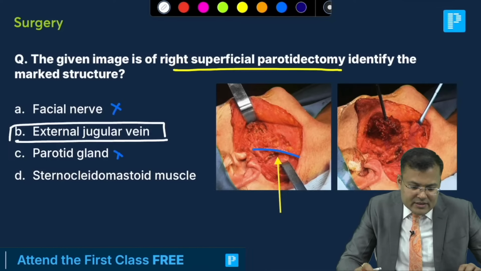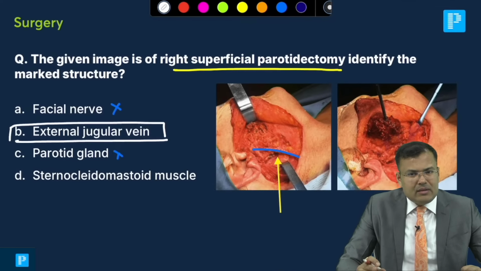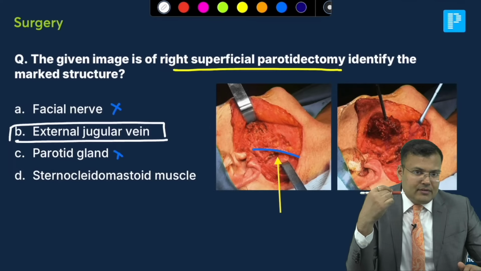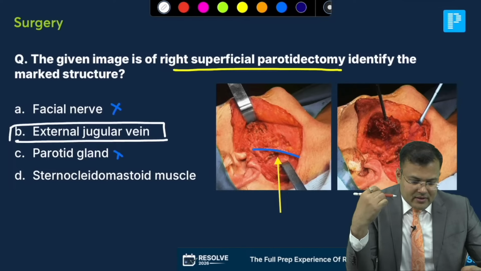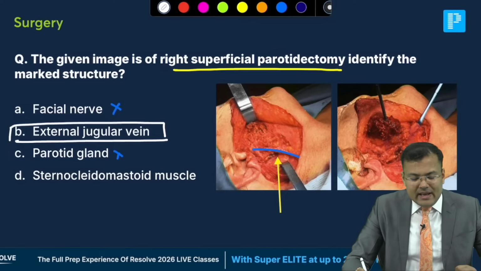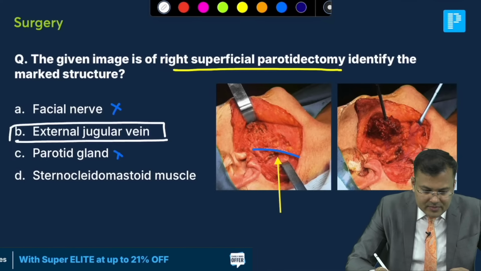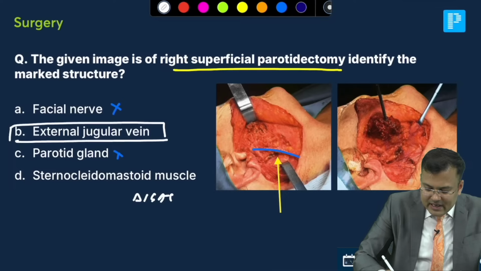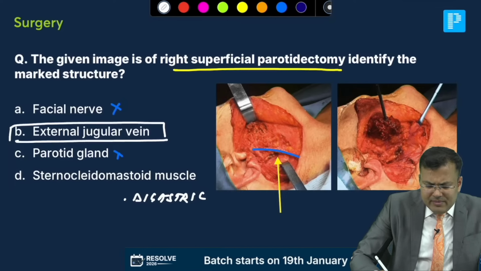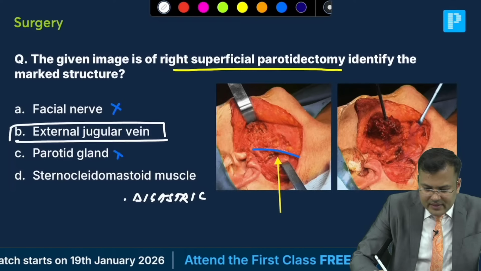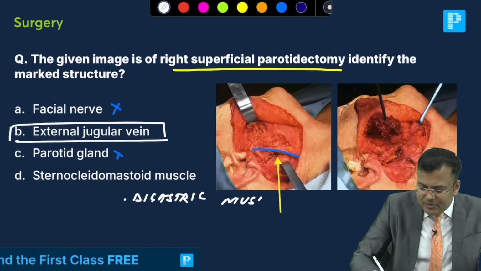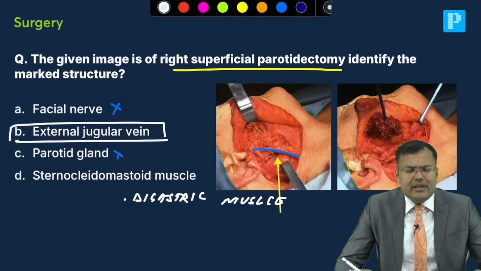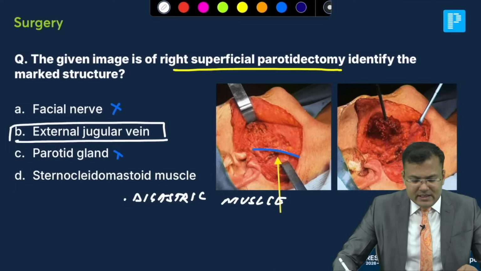Okay. Somebody is saying that this question was not there, but I think some students were saying that, sir, there was an intraoperative image of parotidectomy. Clear? Somebody is saying that digastric muscle was also in the option. Okay, these options were not there. So, what were the options, guys? One is digastric muscle. So, it will be covered in anatomy then. Digastric muscle was there in the option. Okay. So, the question was different. It might be covered in anatomy. So, let's skip this question.